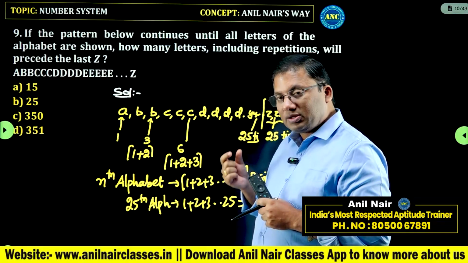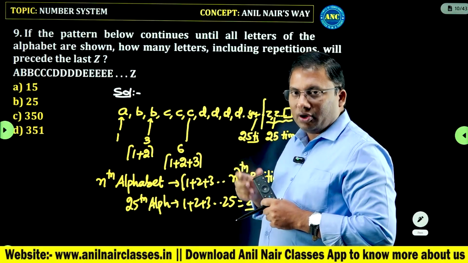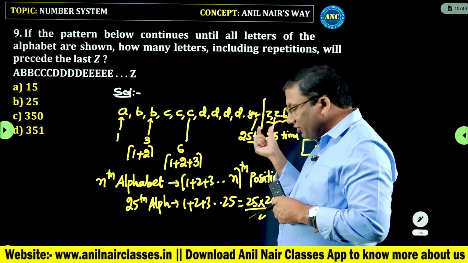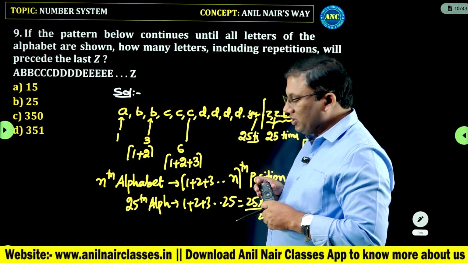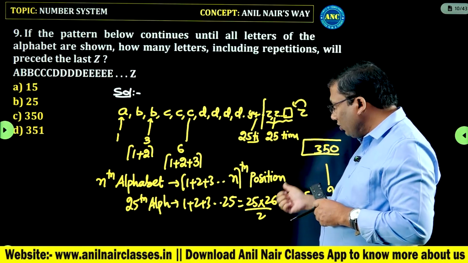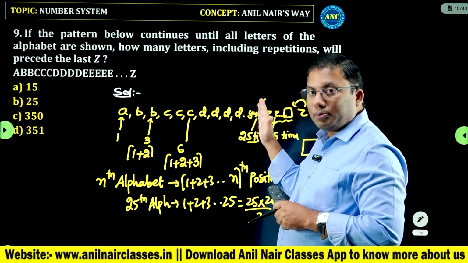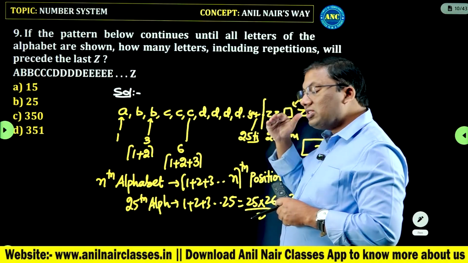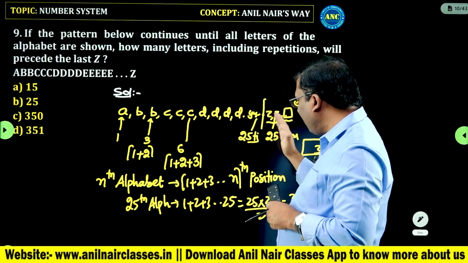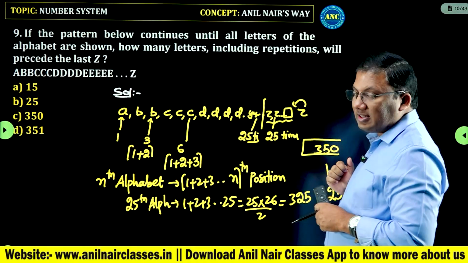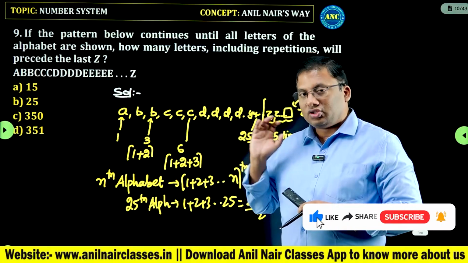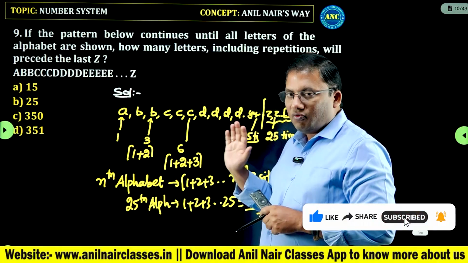First alphabet, first position. Second alphabet, third position, 1 plus 2. Third alphabet, 1 plus 2 plus 3. The 25th alphabet is 1 plus 2 plus 3 and so on up to 25, which is 25 into 26 by 2, 325. At the 325th position, Y is written. Z is written 26 times, but right before the last Z, 25 are there. 325 plus 25: the total letters written are 350. I hope the concept is very much clear to you.